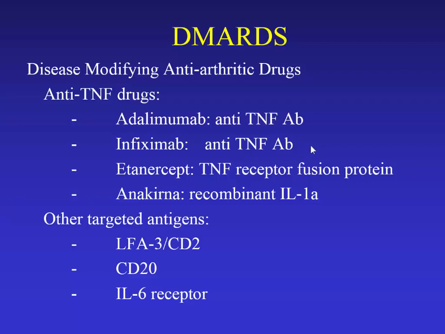And another component of this pathway, it's not really an anti-TNF drug, is anakinra, which is a recombinant IL-1 antagonist which inhibits IL-1, and by inhibiting IL-1 you can inhibit the release of TNF. Other targeted antigens that have antibodies that are specific to the cytokine pathways you've learned about include CD2 antagonists, CD20 antagonists, and IL-6 receptor antagonists that are mediated via antibody reactions and prevent stimulation of T cells mediated via those target receptors.